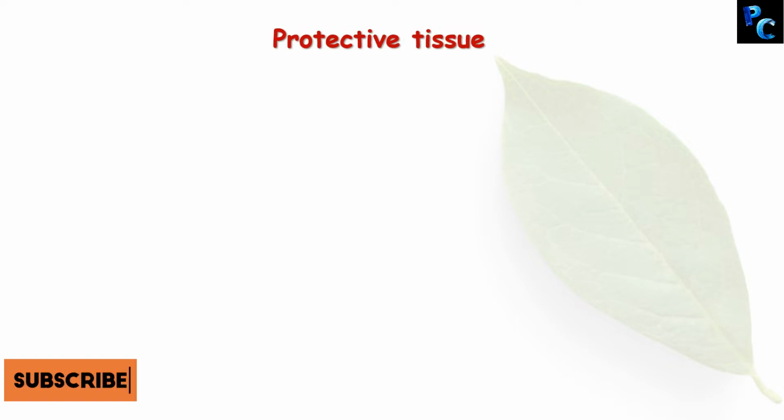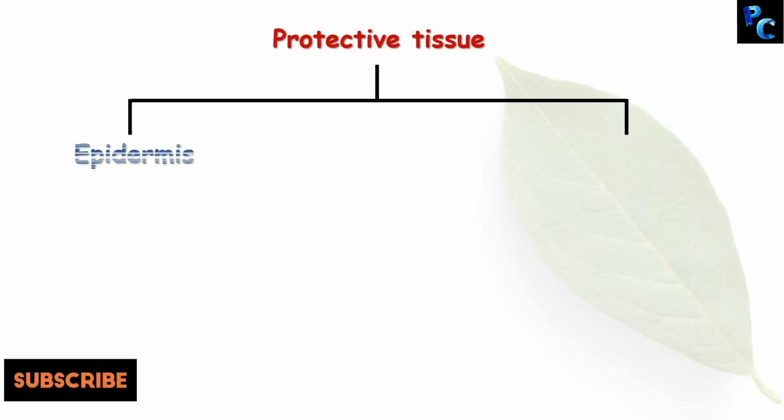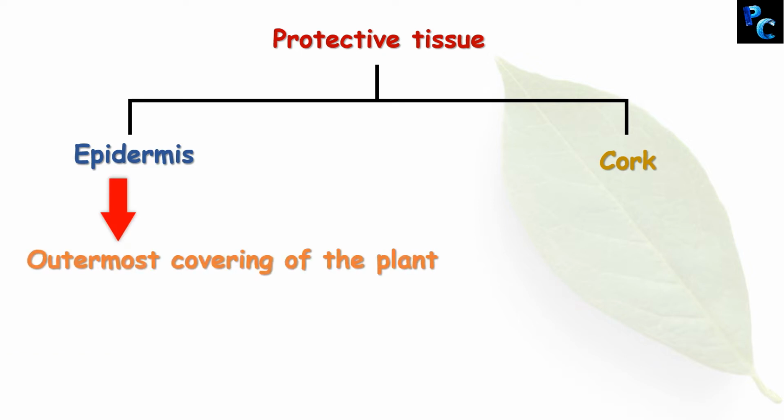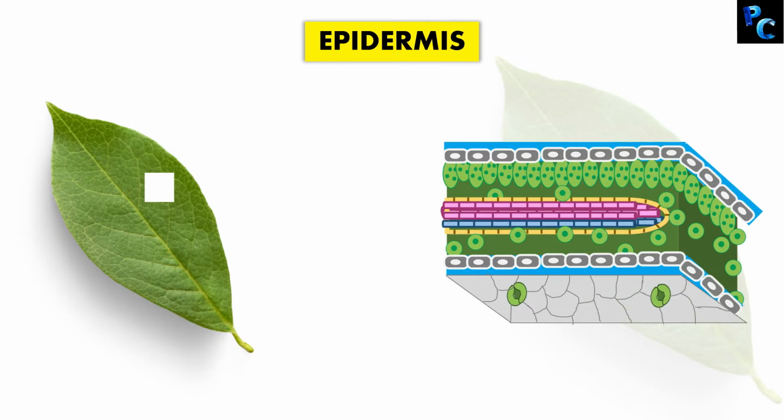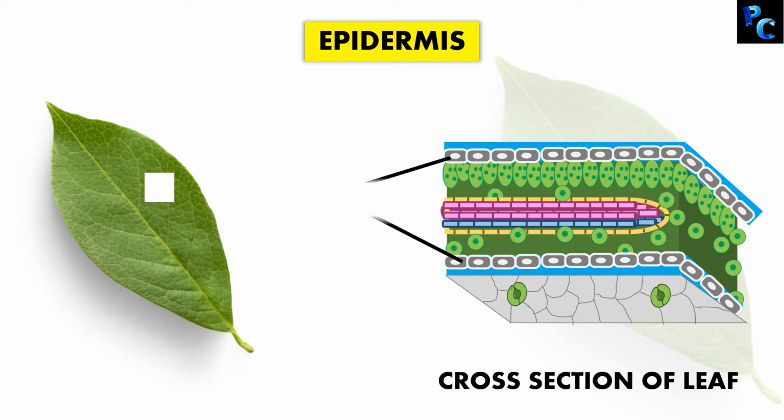Protective tissue in plants can be of two types, the epidermis and the cork. Epidermis is the outermost covering of the plant. Let's talk about epidermis first. If we cut a section of the leaf and see it under the microscope, this is how it will look. This is the cross section of leaf. Can you see the one layer of top and lower gray cells? These are nothing but the epidermis. Epidermis is the outermost protective layer of the plants.